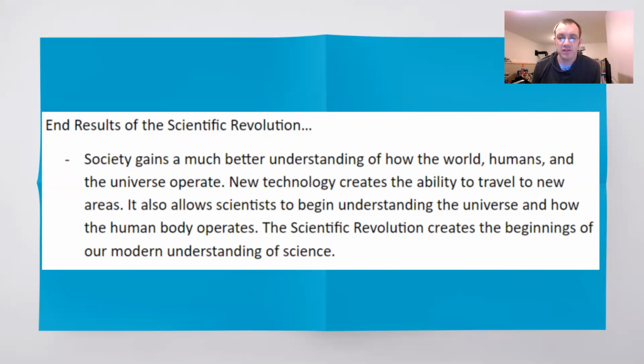New technology creates the ability to travel to new areas. It also allows scientists to begin understanding the universe and how the human body operates. The scientific revolution creates the beginnings of our modern understanding of science. And it opens a new doorway to the idea that we as humans have potential. Humanism, we've talked about it. And if we use that potential, we can have a better understanding of ourselves and the world around us.